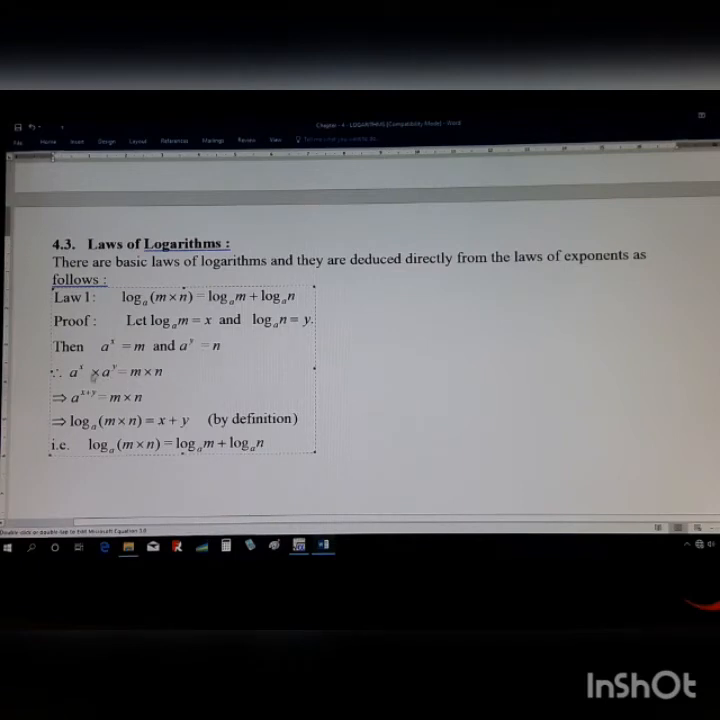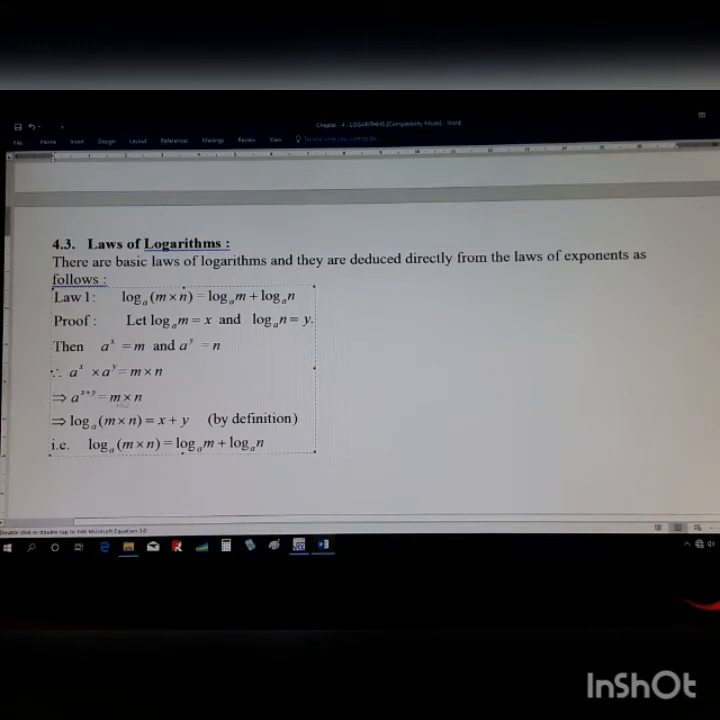So multiplication of a to the power y and a to the power x will be this one. Whenever the two bases are the same, according to the laws of exponents, we have the powers added, x and y will be adding together. So a to the power x plus y is nothing but m into n.